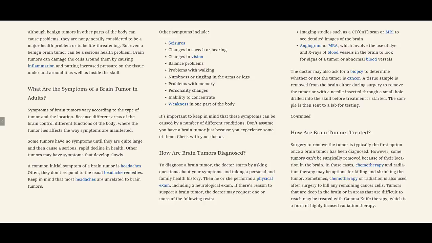But even a benign brain tumor can be a serious health problem. Brain tumors can damage the cells around them by causing inflammation and putting increased pressure on the tissue under and around it as well as inside the skull.